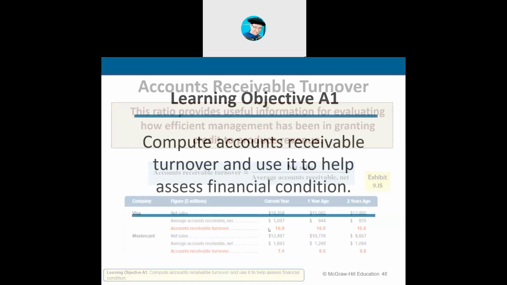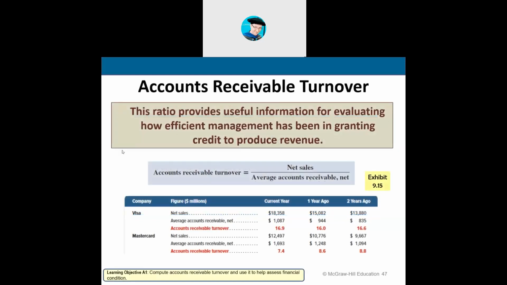Okay, quick ratio, and then this chapter's just almost done. We have what we call accounts receivable turnover. Accounts receivable turnover shows us how quickly we're converting our accounts receivable into cash, how long each account is staying in accounts receivable. To do that, we take our total net sales divided by our average accounts receivable. To find the average accounts receivable, you could take your beginning balance plus your ending balance divided by 2. That gets you your average accounts receivable.